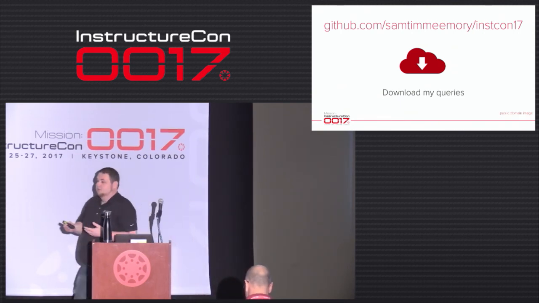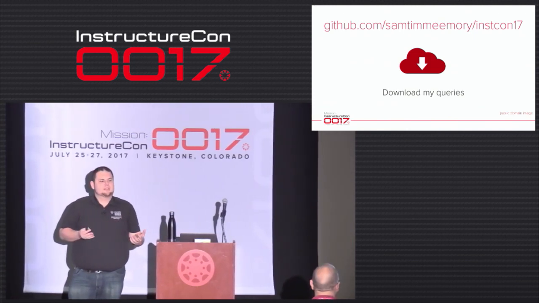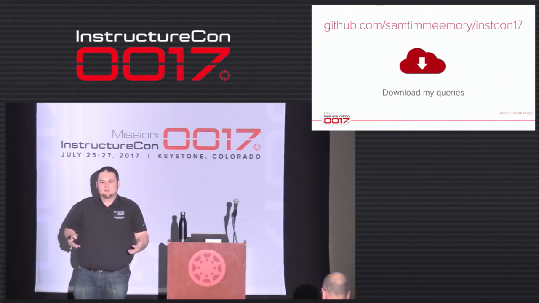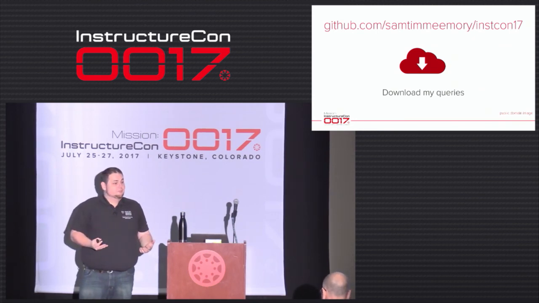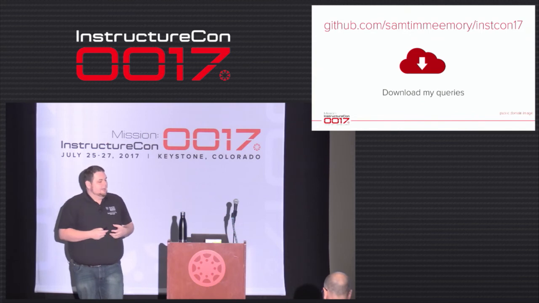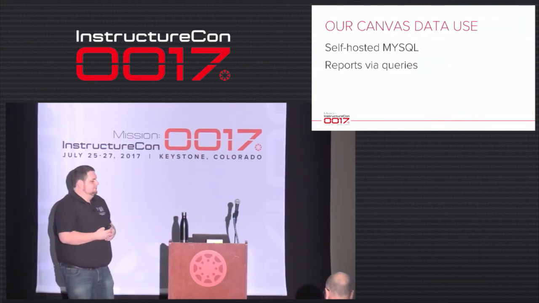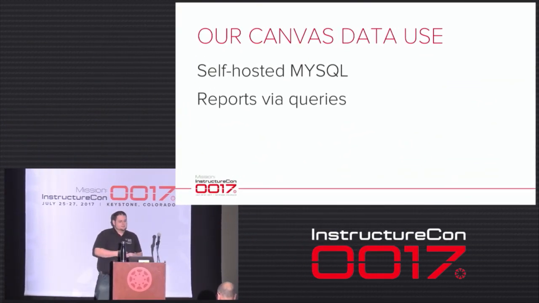And the way that we're doing reporting so far, I would say that we're not quite in full production for our implementation of Canvas data at Emory. We're getting there. But the way that we're doing reports so far is I'm writing queries and running them. We're not using visualization yet, and we haven't started delivering data to specific schools yet. Yeah, so we're self-hosted MySQL, and our reports are via custom queries.